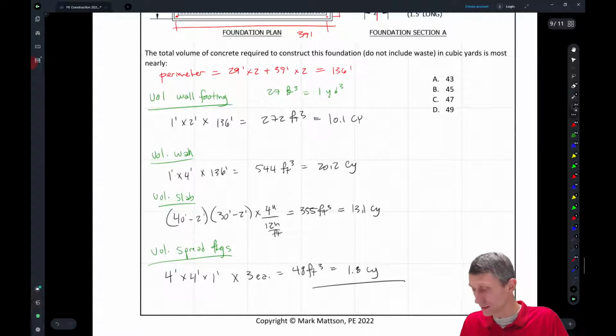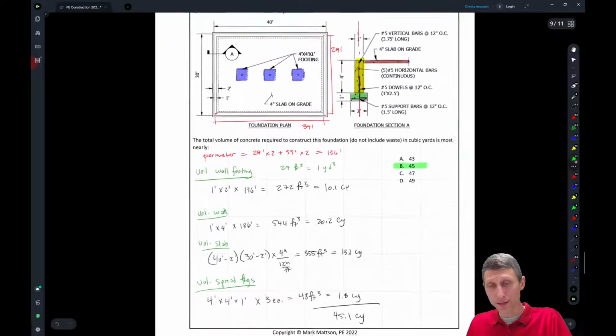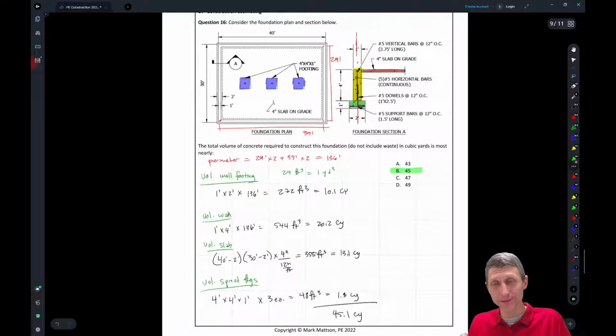And now if we add all this up, I got about 45.1 cubic yards, which is going to get us most nearly 45 cubic yards. And yeah, there might be waste that gets thrown in there. You might have to include some additional for waste or whatever, or if you're doing trucks or loads, you'd have to break it up separately as well. But this kind of gives us the total concrete estimate, and you have to interpret these drawings, understand what you're looking at, and how to make them work to get your estimate.